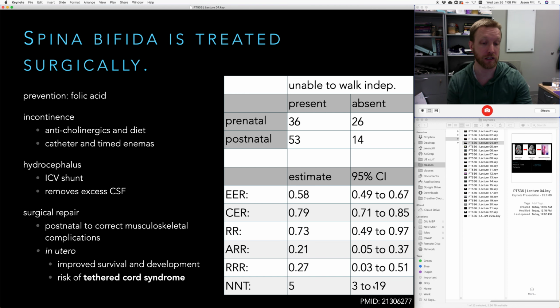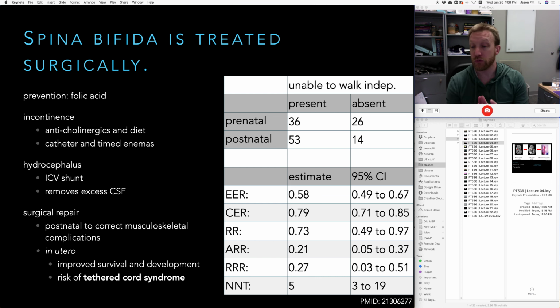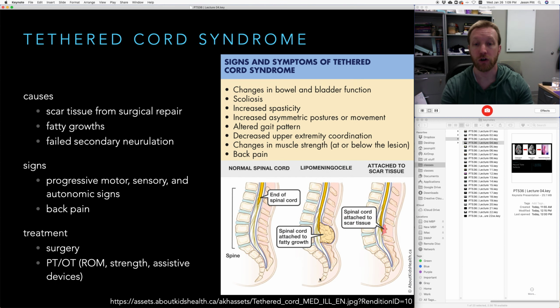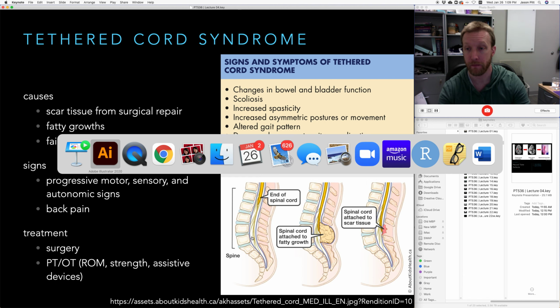Of course, there's a range of possible truths for that, but 5 is pretty good. Now, this isn't without risk. So surgical repair increases the risk of tethered cord syndrome, and that's exactly what it sounds like. All right, recall that the spinal cord doesn't run all the way down to the bottom of the spine. We got our cauda equina here.